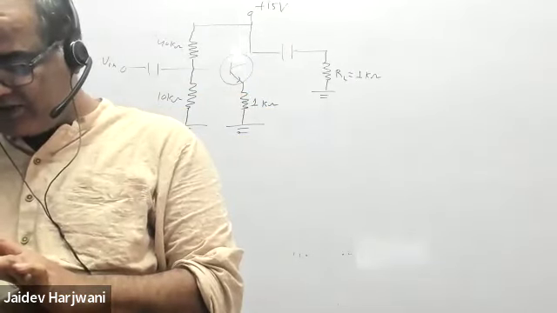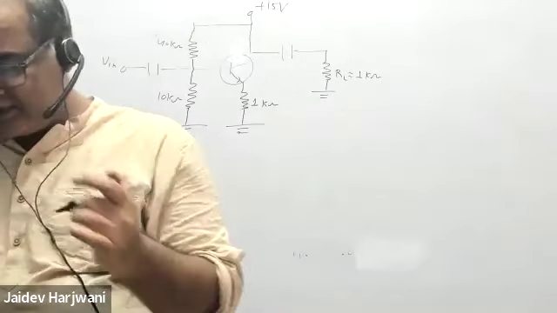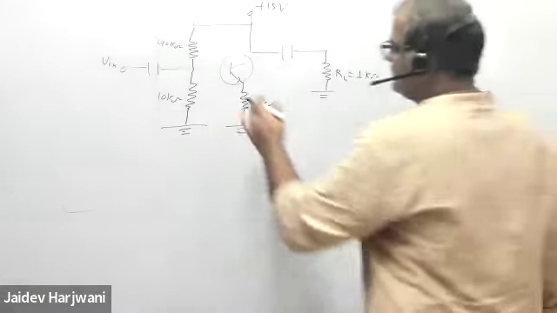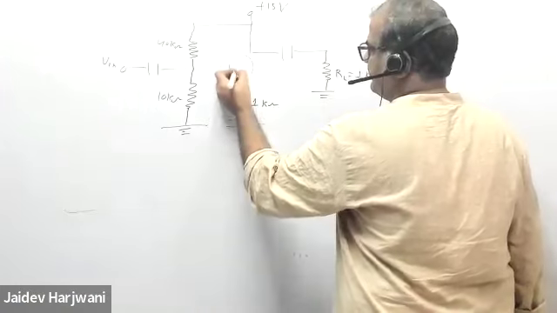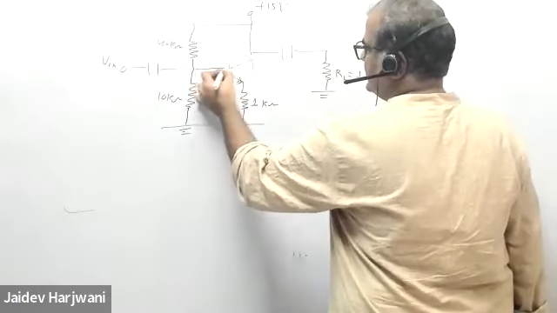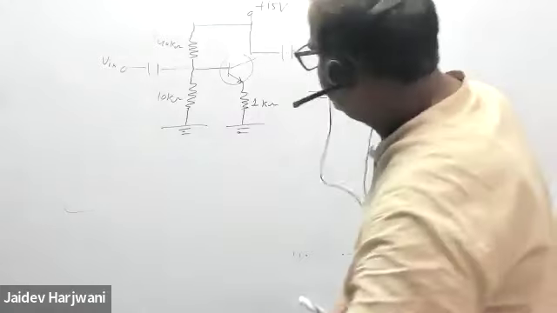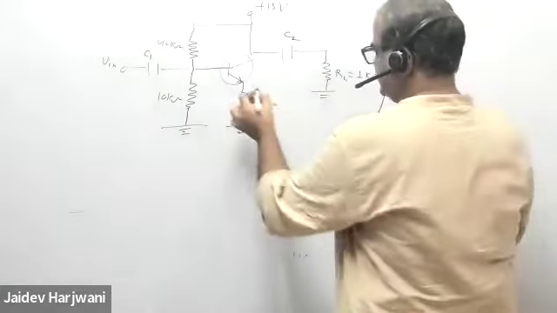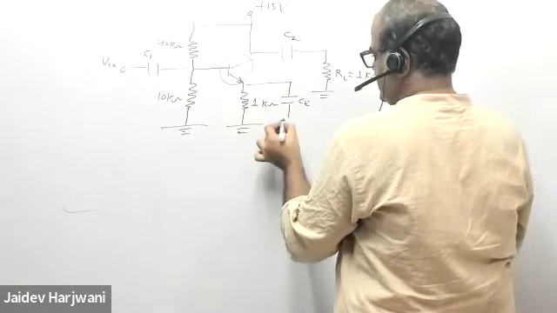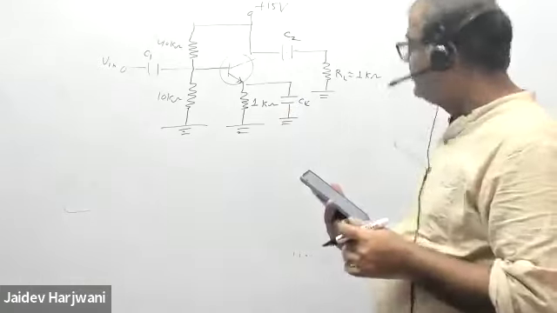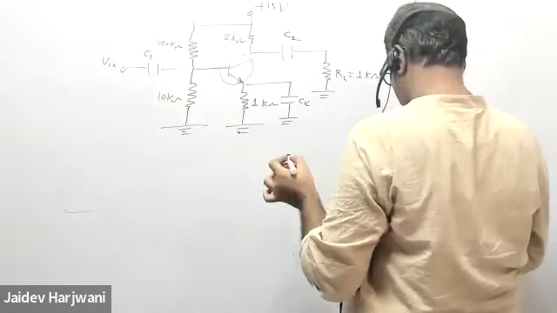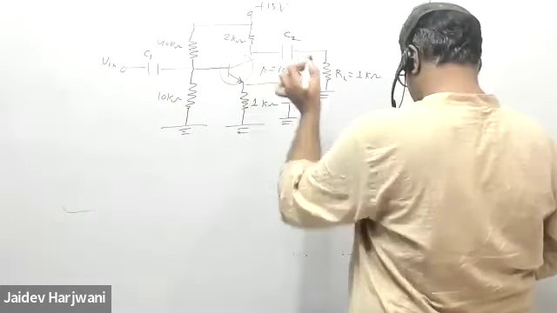And the AC emitter resistance. First, you have to solve the circuit for DC. Solving DC means what? This is C1, C2, and one more capacitor is there, CE. RC is 2 kilo ohm, and beta is given as 100.